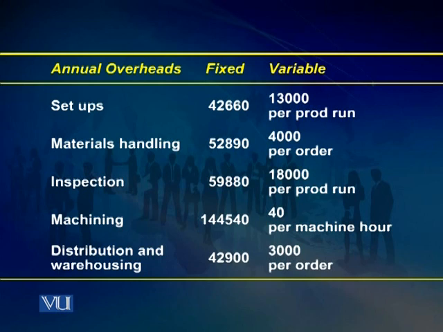Materials handling, fixed cost 52,890, variable cost 4,000 per order. So the cost driver is number of orders, and the rate of cost driver is 4,000. We will continue and see the rest of the information in a little while.